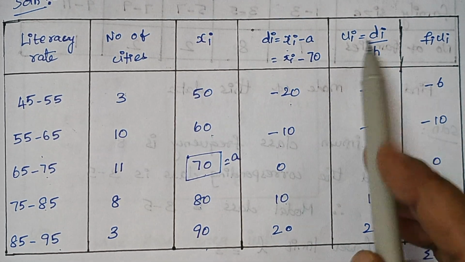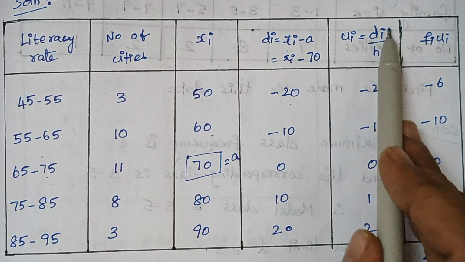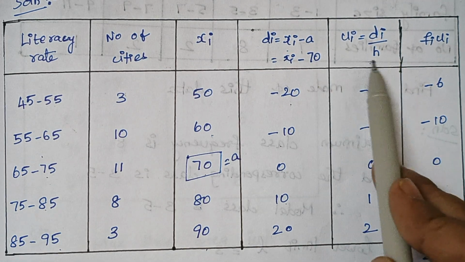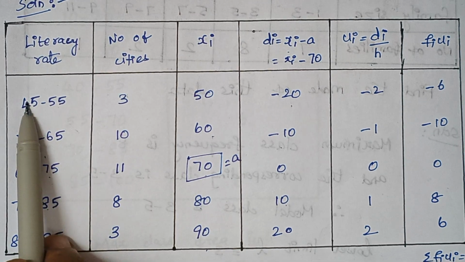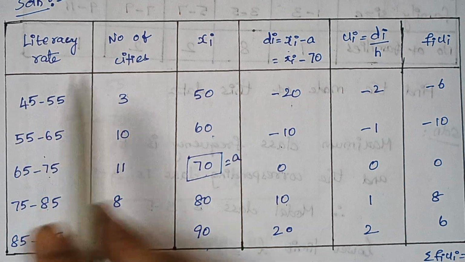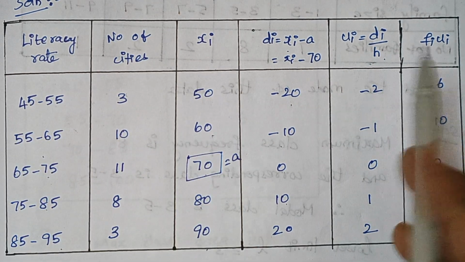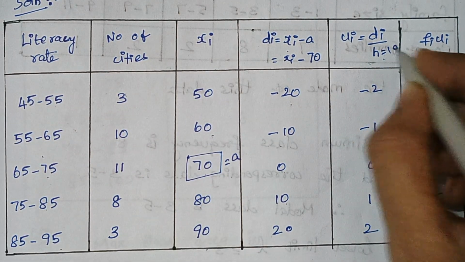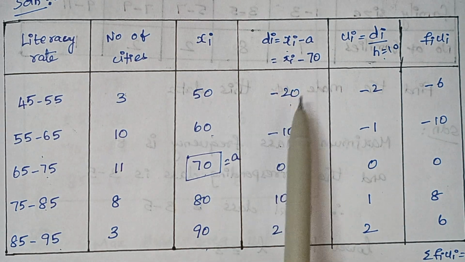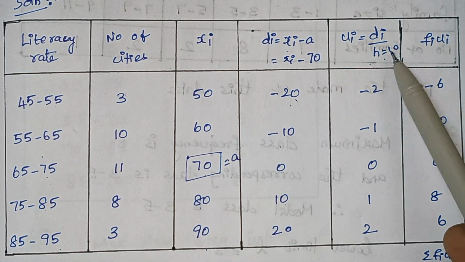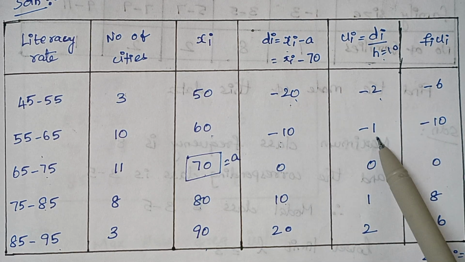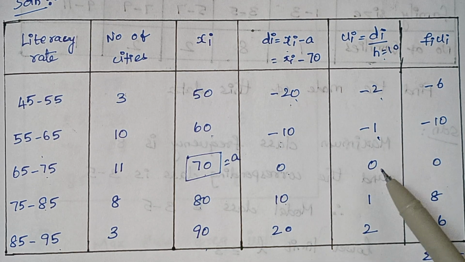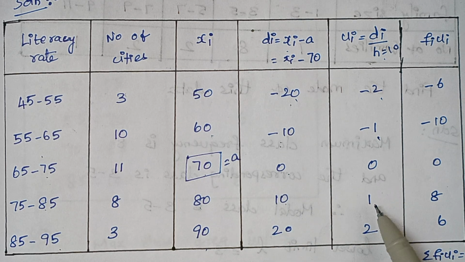And the next one is ui. Ui is nothing but di by h. h is nothing but the difference between these two, that is 55 minus 45 gives you 10. So that is known as h here, and the value of h is 10. Just substitute the value of di. Minus 20 by 10 gives you minus 2. Minus 10 by 10 gives you minus 1. 0 by 10 gives you 0. Again 10 by 10 gives you 1, and 20 by 10 gives you 2.